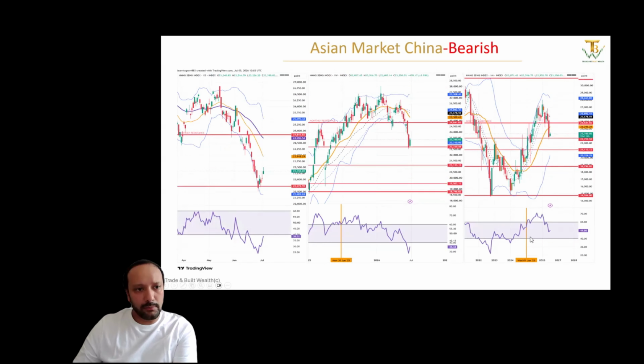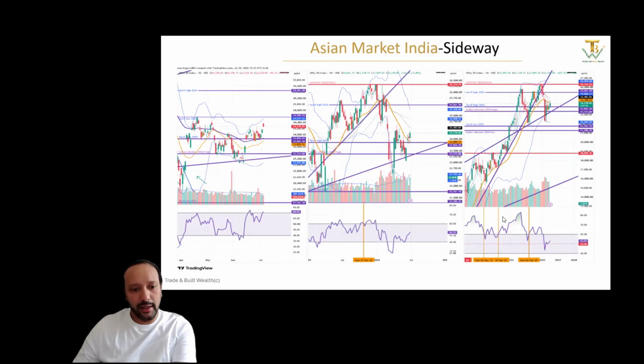China is the only market which is currently in the bearish zone. It's falling right now, making lower bottoms here. So it's in the bearish zone, not sideways or bullish right now. The Indian market is more sideways and getting more towards the bullish zone right now. It had a really big fall here, and now it's trying to consolidate back.